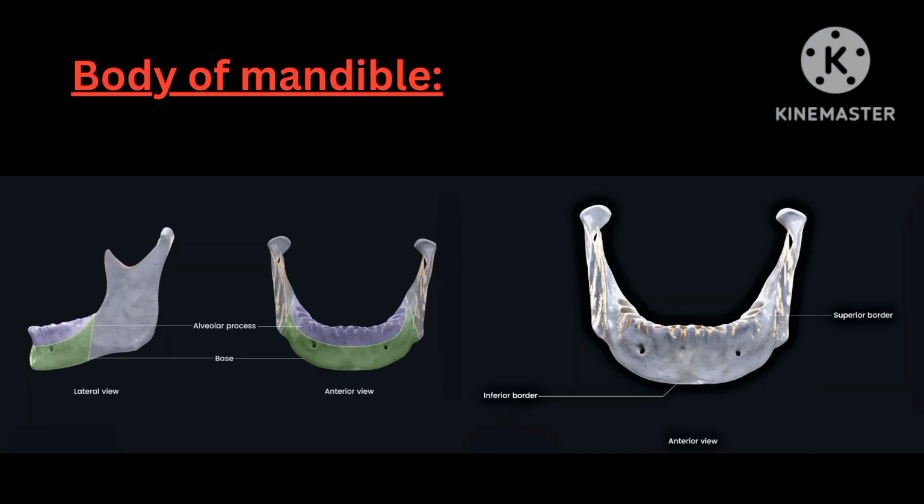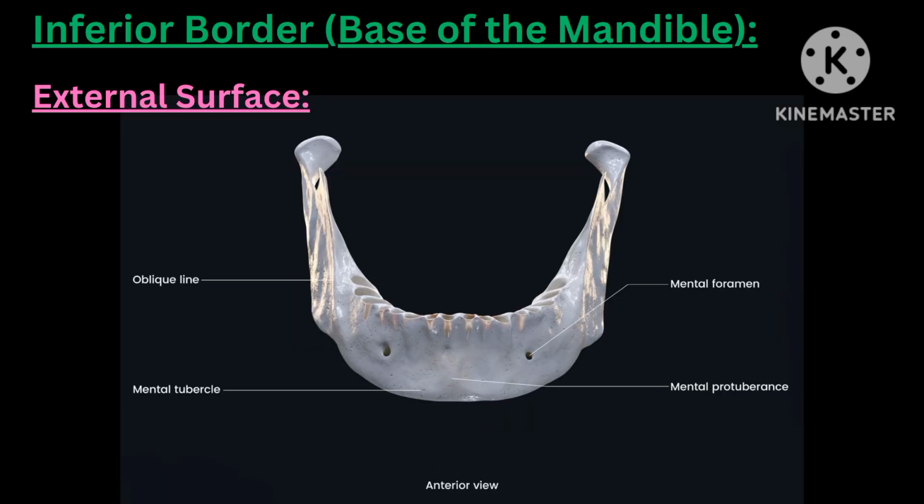Body of mandible. The body of the mandible is the horizontal, U-shaped part of the mandible, the lower jawbone. It supports the lower teeth, contributes to chewing and speech, and provides attachment points for important muscles. The body of the lower jawbone has two surfaces, external and internal, and two borders, superior or alveolar, and inferior or base. Inferior border or base of the mandible. The base is the lower part of the body of the mandible, excluding the alveolar part.